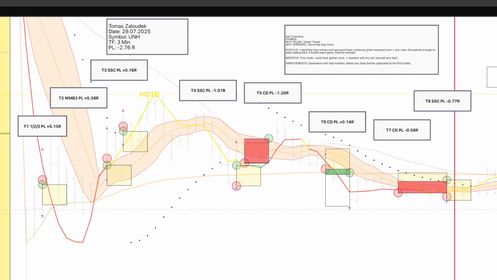I think the improvement for me is that this was my first real experience with very volatile first bars, where you get in and in 5 seconds it goes up to 1 hour and then sells off. So this is just going to come with experience and better buy-stop entries. I panicked at the first trade, so that's something I want to improve on. That's pretty much all I had for the coaching.